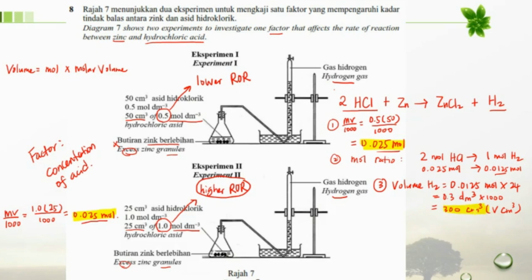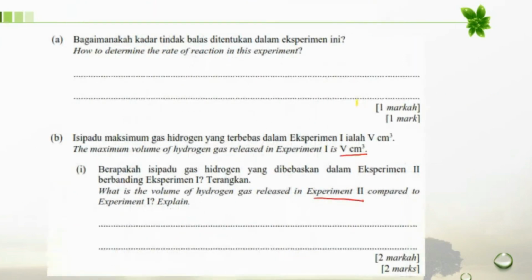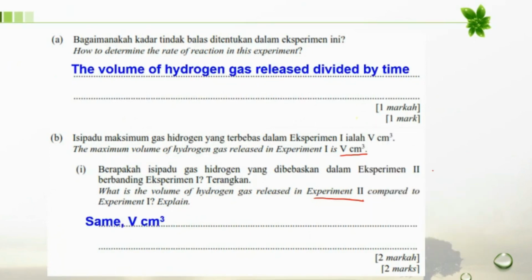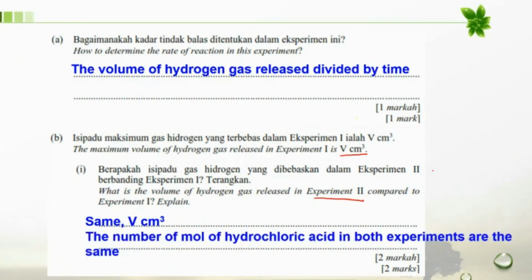So this one you can record down. Meaning that your answer will be the same, that is the V cubic centimeter. Why? Just now we calculated already, the number of mole for hydrochloric acid in both experiments are the same. So you can record down here, we use the MV over 1000, you get 0.025 mole. Any question? Can understand or not?